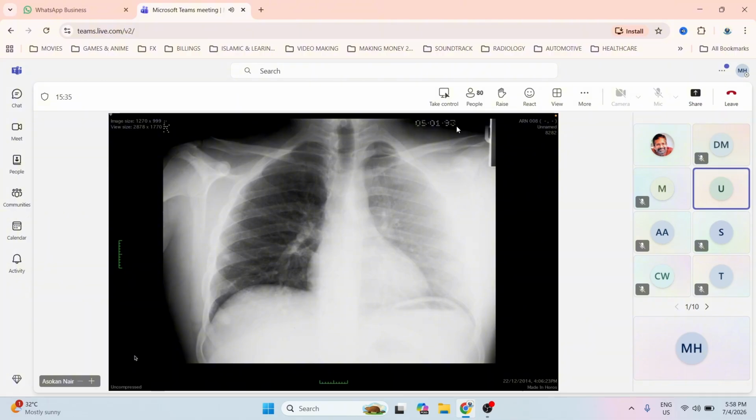Have you heard of the silhouette sign? Yeah, Prof. So silhouette signs are extremely useful in chest X-rays.